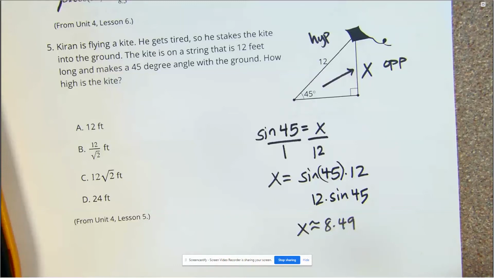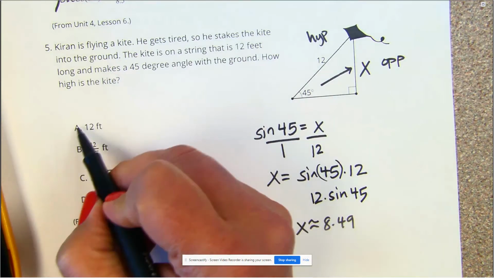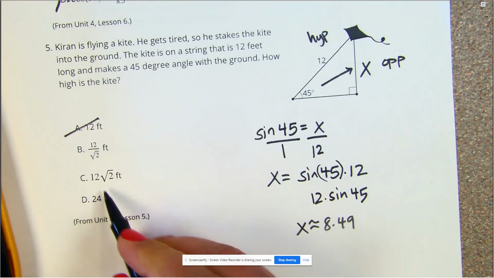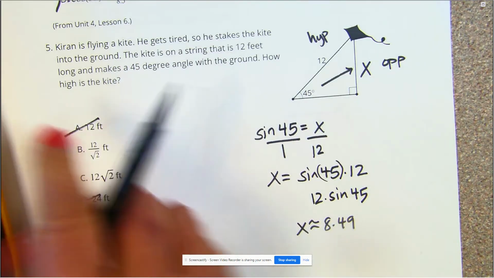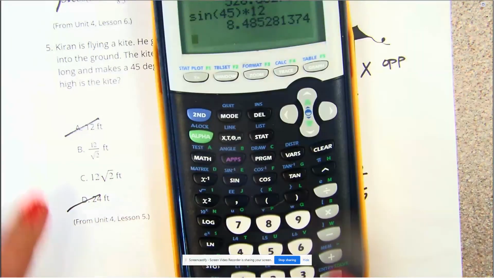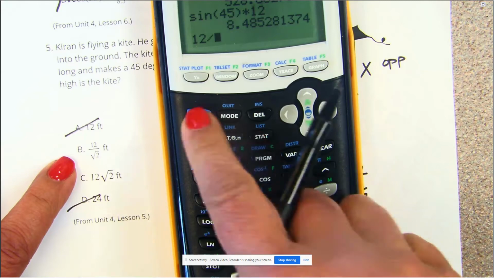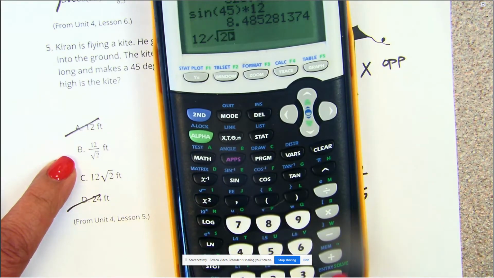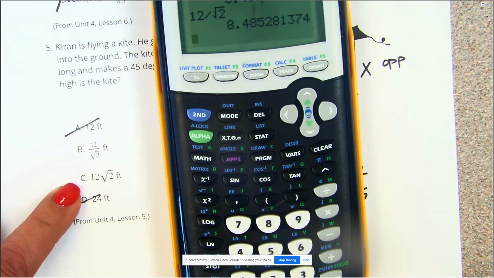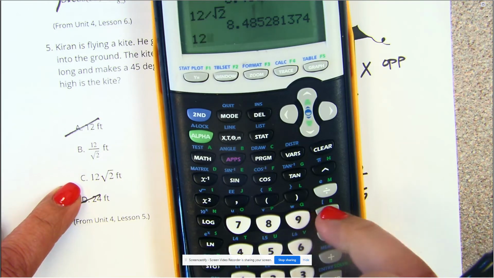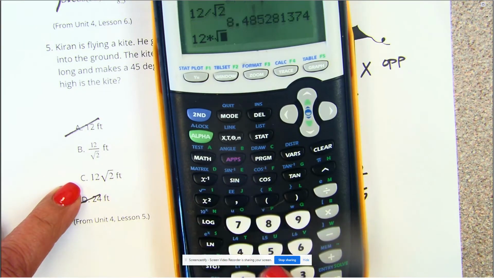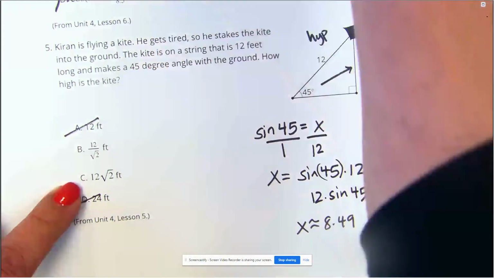Well, we need to convert them. I know it's not 12. I know it's not 24. Which one of these is 8.49? Use your calculator. 12 divided by the square root of 2. There it is, 8.49. This one, just to show you, would be 12 times the square root of 2. That's 16 something. So it's this one.